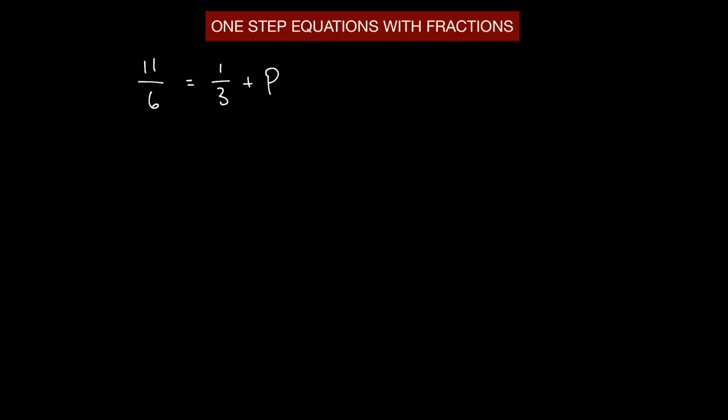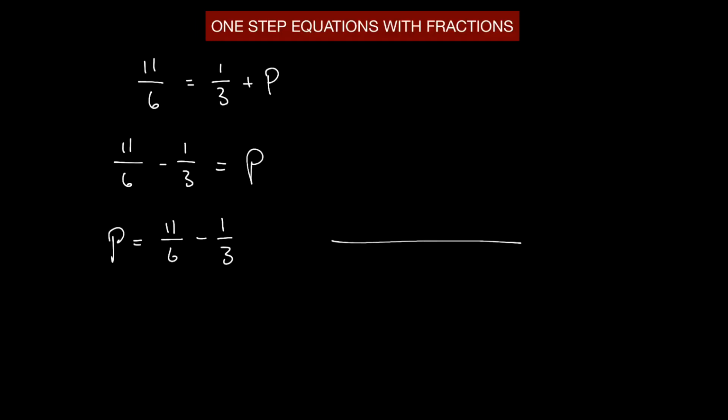Okay, 11/6 equals 1/3 plus p. So to get this value p by itself, we're simply going to subtract 1/3 from both sides. So we get 11/6 minus 1/3 equals p. Or we could rewrite that as p equals 11/6 minus 1/3. Okay, so to do this, we do our vertically and crosswise. So for our numerator, we have 11 times 3 minus 1 times 6. For our denominator, we simply multiply straight across, 6 times 3.